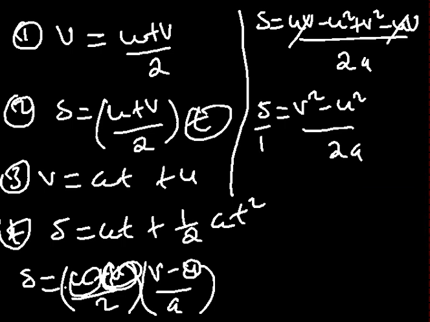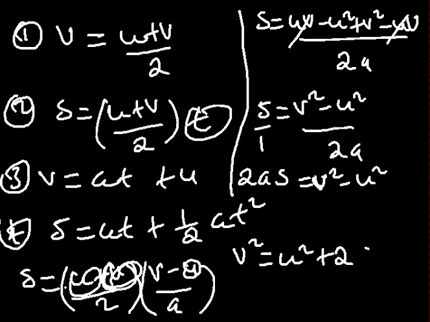And having the cross multiplication, 2as is equal to v squared minus u squared. Now if we rearrange the equation, this is the same as v squared is equal to u squared plus 2as. So this is the fifth equation of kinematics that you have to use.